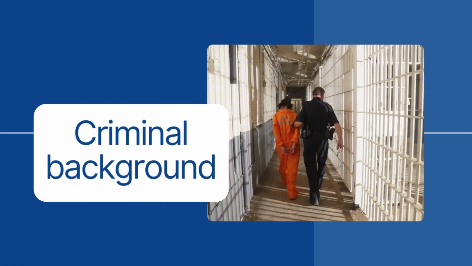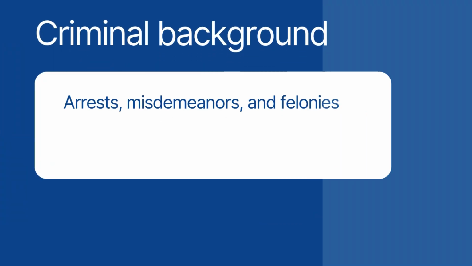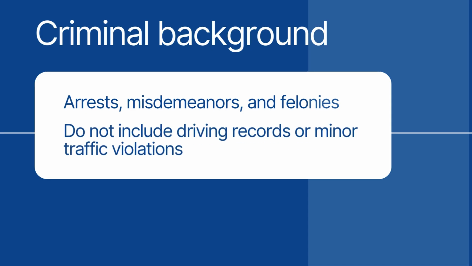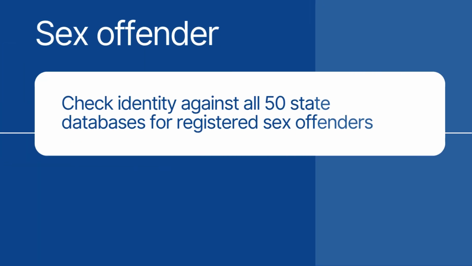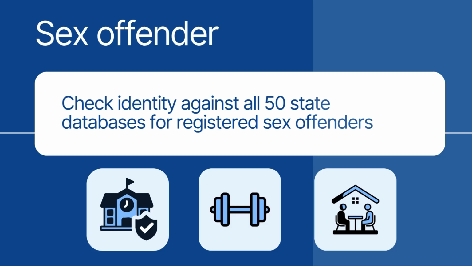U.S. criminal background checks pull historical lists of all arrests, misdemeanors, and felonies on an individual. Criminal background checks do not include driving records or minor traffic violations. Sex offender checks query all 50 state databases for registered sex offenders. They are commonly used by schools, gyms, and community centers.